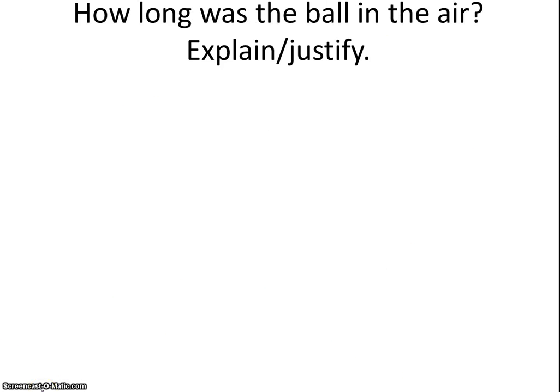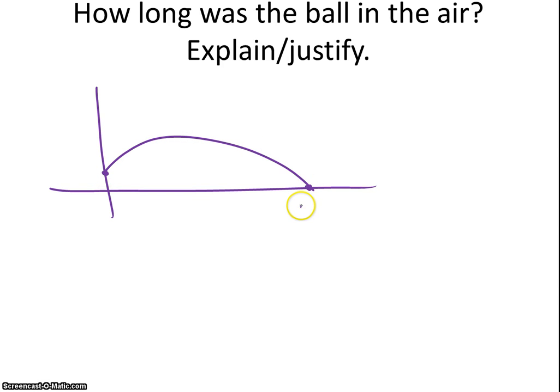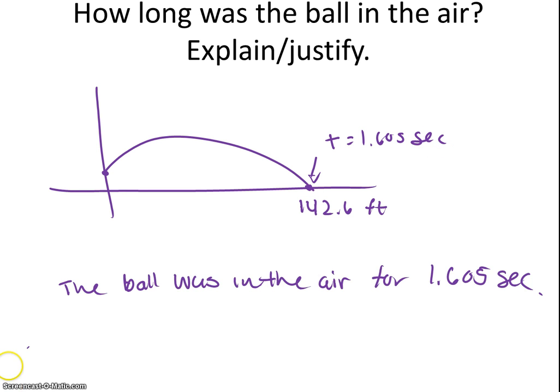Okay, let's move on. For this question, we're asking how long was the ball in the air? Well, we talked about that already. The ball started 3 feet above the ground and hit the ground. That point where it hit the ground was 142.6 feet. And how long was it in the air? The time it took to get here was at t equals 1.605 seconds. So that's how long the ball was in the air. At 1.605 seconds, the ball is on the ground where the y-coordinate, or the height of the ball, was 0 because it hit the ground there.